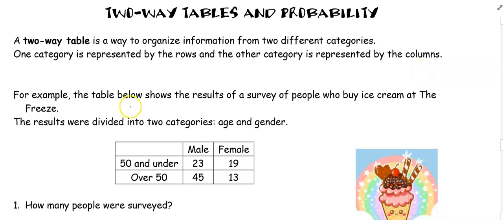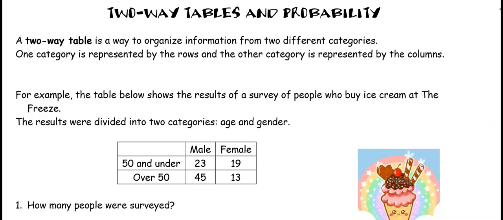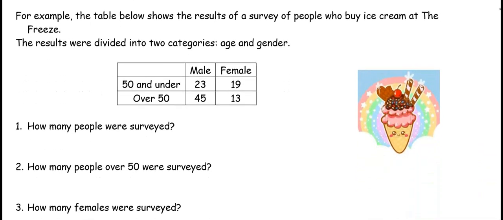For example, the table below shows the results of a survey of people who buy ice cream at the Freeze. So delicious. Puppy Chow is the best there, by the way. The results are divided into two categories, age and gender. And we can see the results of that in our table. So 50 and under, there are 23 males and 19 females. Over 50, 45 males and 13 females.